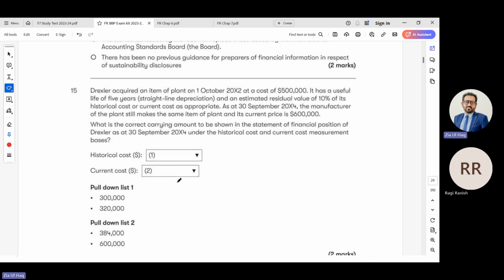Number 15. Good luck, everybody. You need to calculate the historical cost amount and current cost amount. We have already covered this. We have covered two examples on this. Similar, only the values are different. Even the answers are given.